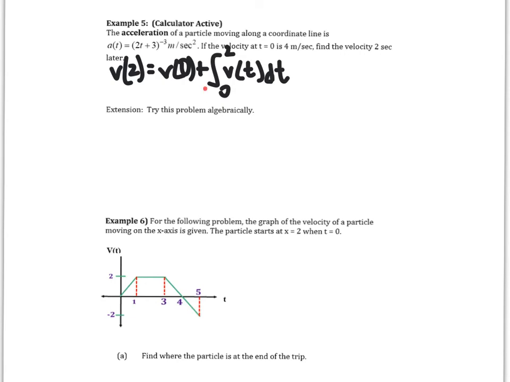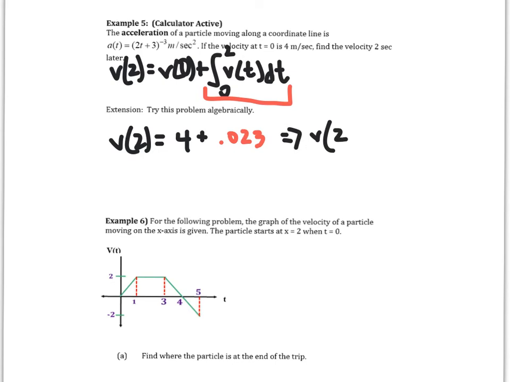So for my integral, my change in velocity, the displacement of velocity, I get 0.023. Therefore, my velocity after 2 seconds would be the initial velocity, which is 4, plus 0.023. So that tells me that the velocity at time 2 is 4.023 meters per second. You can go ahead and try that problem algebraically. I'm not going to do that on this video.